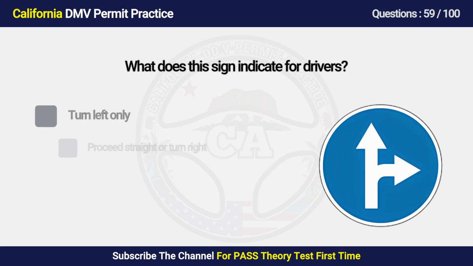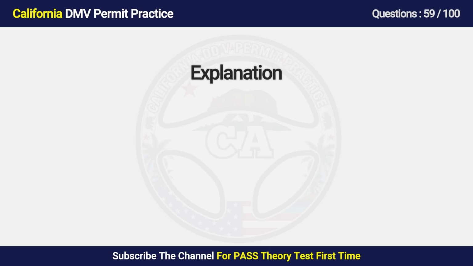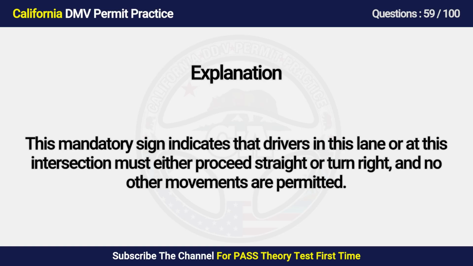Question 59. What does this sign indicate for drivers? A. Turn left only. B. Proceed straight or turn right. C. Right turn only. D. No right turn. Answer is B. Proceed straight or turn right. This mandatory sign indicates that drivers in this lane or at this intersection must either proceed straight or turn right, and no other movements are permitted.